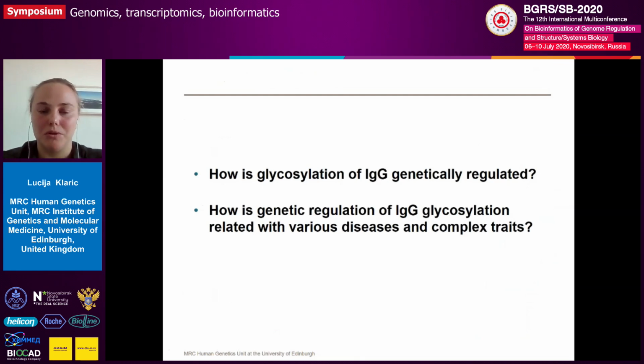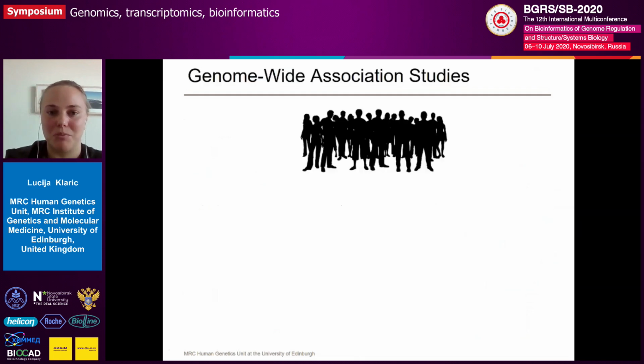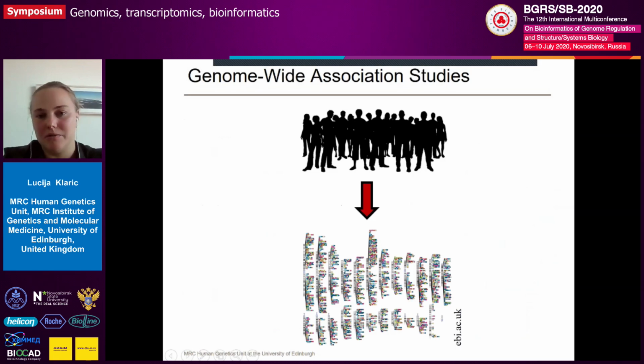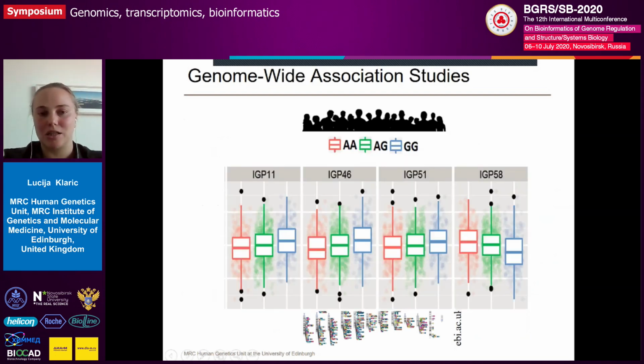Just a brief overview, just in case, to make sure we are all on the same page: you take thousands of people, if you have access to thousands of people, and you take their genotypes. So in this case, you would have 22 chromosomes and single nucleotide polymorphisms throughout the whole of their genome. And GWAS asks a very simple question: given your genotype, so do you have AA, AG, or GG, what is the distribution of your trait of interest? So in this case, IGP1, we can see that people that have the GG genotype have on average higher levels of the glycan IGP11.